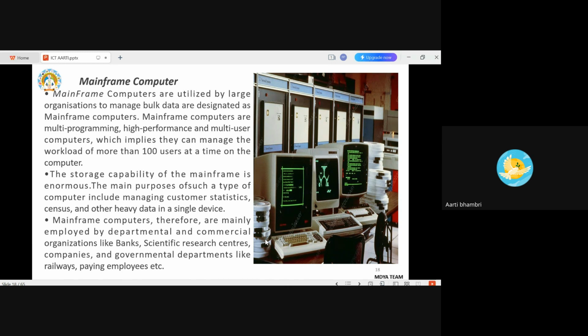The main purpose of such a type of computer includes managing customer statistics, sensors, and other heavy data in a single device. Mainframe computers are therefore mainly employed by departmental and commercial organizations. Earlier they were very much used in banks, scientific research centers, companies, and government departments like railways, and for paying employees. So we have to memorize these differences between these computers.